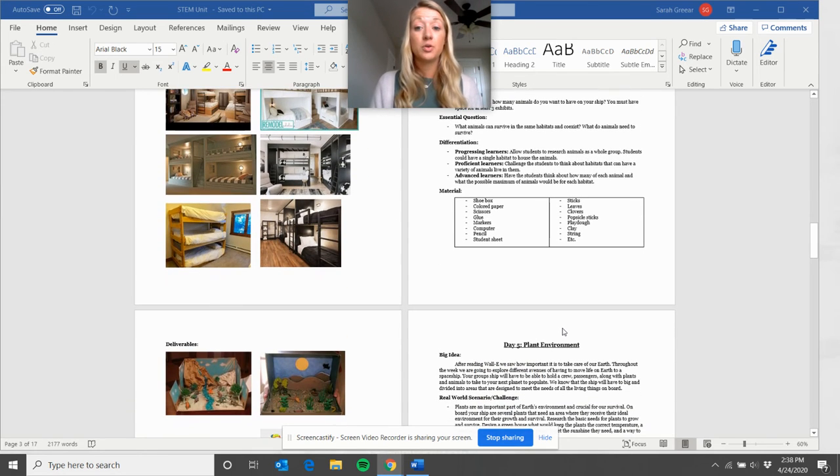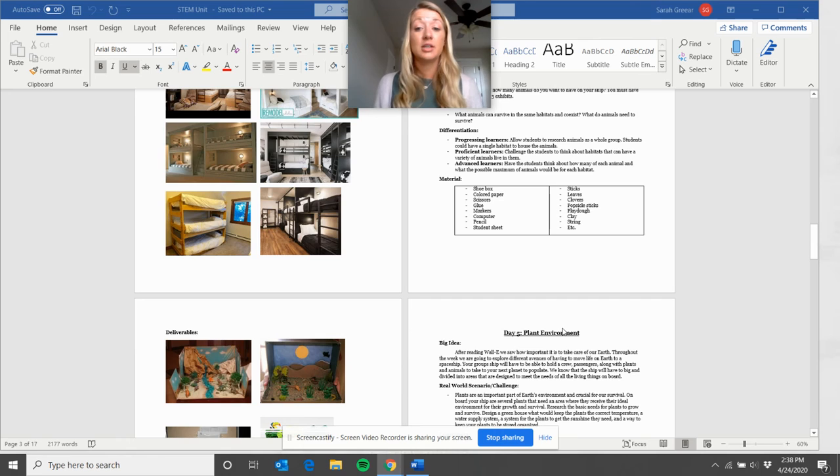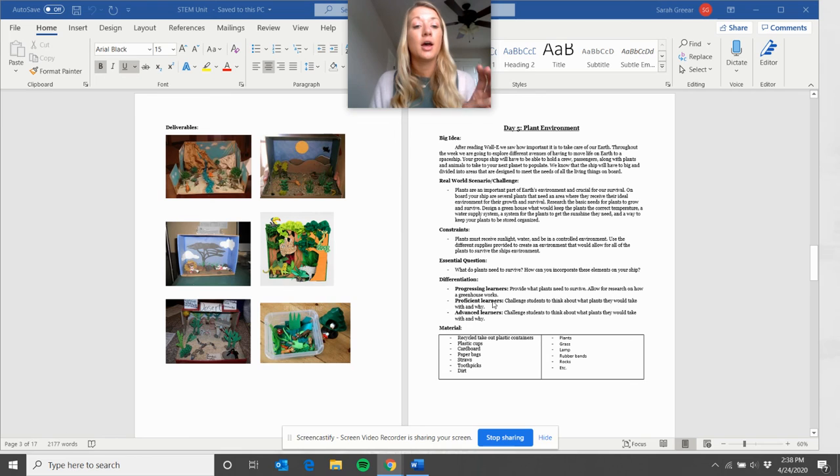All students should be allowed to research what a single habitat might look like, or how many animals they think they could house in one habitat, or even what's the maximum amount of animals they can have on their ship. For this day in this lesson, students will receive a shoebox. They will have colored paper, scissors, glue, markers, a computer for research, pencil, sticks, leaves, clovers, popsicle sticks, Play-Doh, clay, string, etc., so that they can create their habitats.